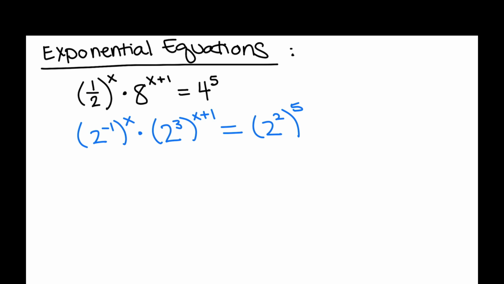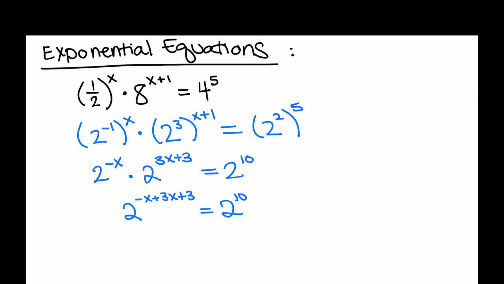In all 3 of these situations, we can multiply the exponents. That's our power rule. And so this equation becomes 2 to the negative x times 2 to the 3x plus 3. Notice I multiplied the 3 by both the x and the plus 1. I had to distribute there. And then equals 2 to the 10th. That was 2 times 5 gave me the 10th.